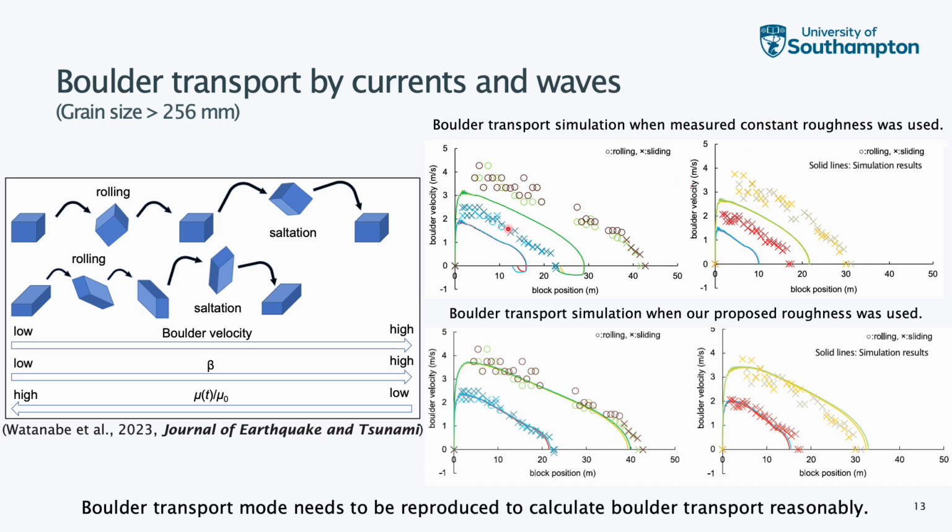In this case, the simulated boulder velocity and simulated boulder position were not consistent with the observation result. And if an empirical roughness coefficient was used, which can explain the reduction of friction force acting on the boulder surface when boulder transport mode is changed, the simulated boulder velocity and boulder position were consistent with observation results. So from this result, for the simulation of boulder transport by a tsunami, the prediction of boulder transport mode is very important.